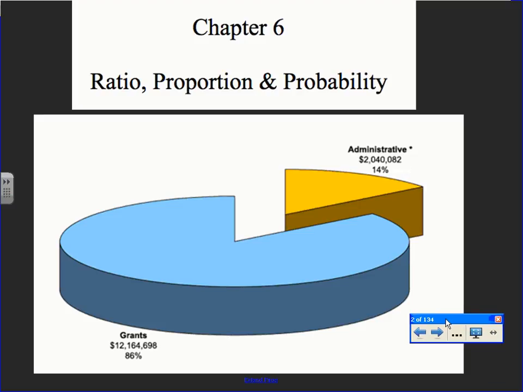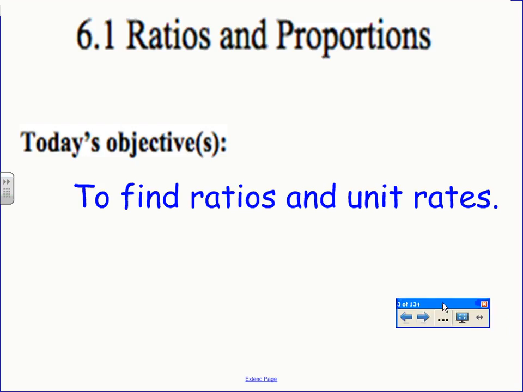Okay, 6.1, the objective is to find ratios and unit rates. Does anyone know, in your own words, what is a unit rate? Anyone know? Joseph, what's a unit rate? Good, so $3.99 per gallon. Right? Or maybe you used 10 gallons of water for every shower you take, right? A unit rate, your denominator is always 1. However, a unit rate is still a ratio. So we're going to talk about both of those topics today.